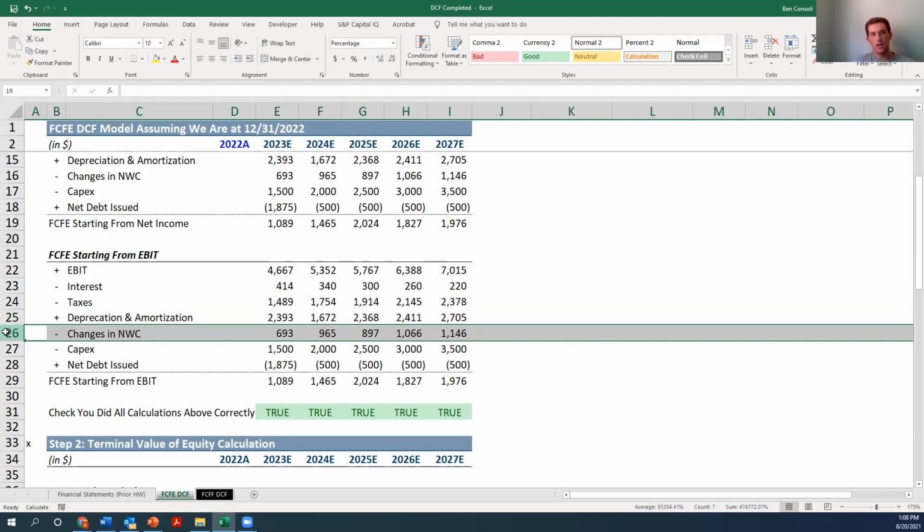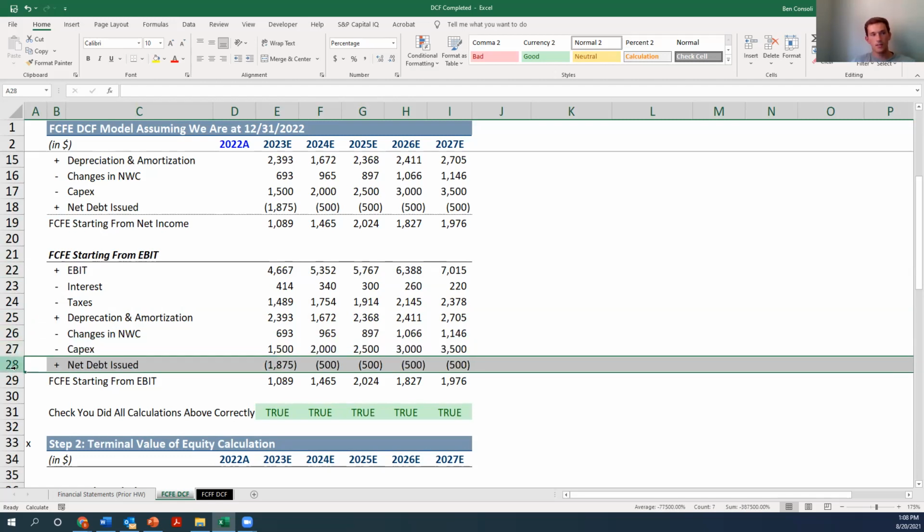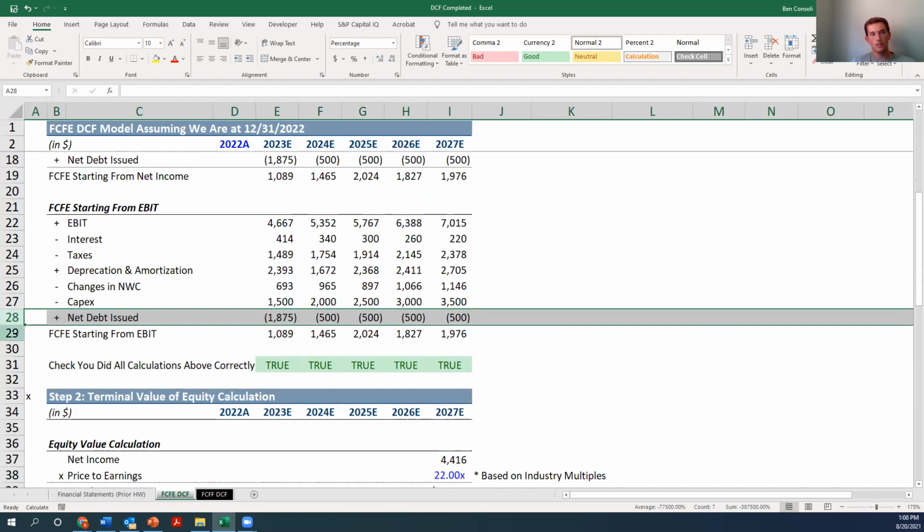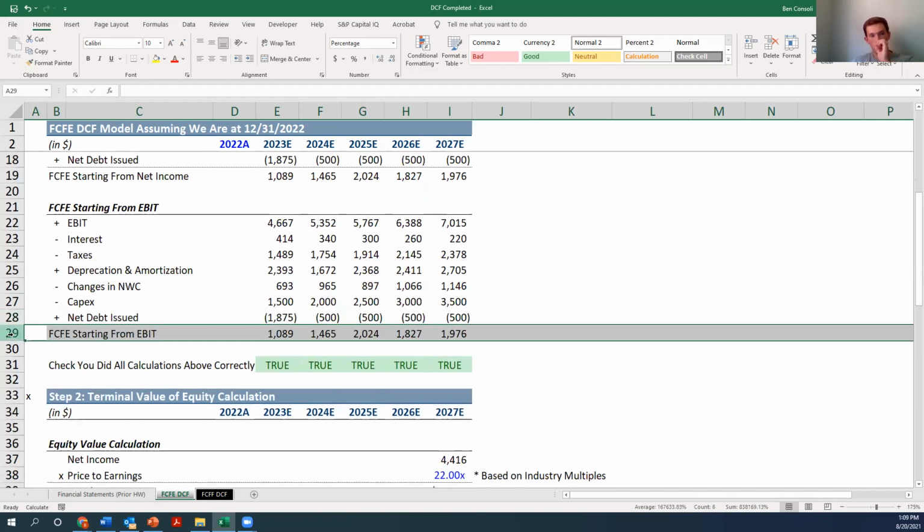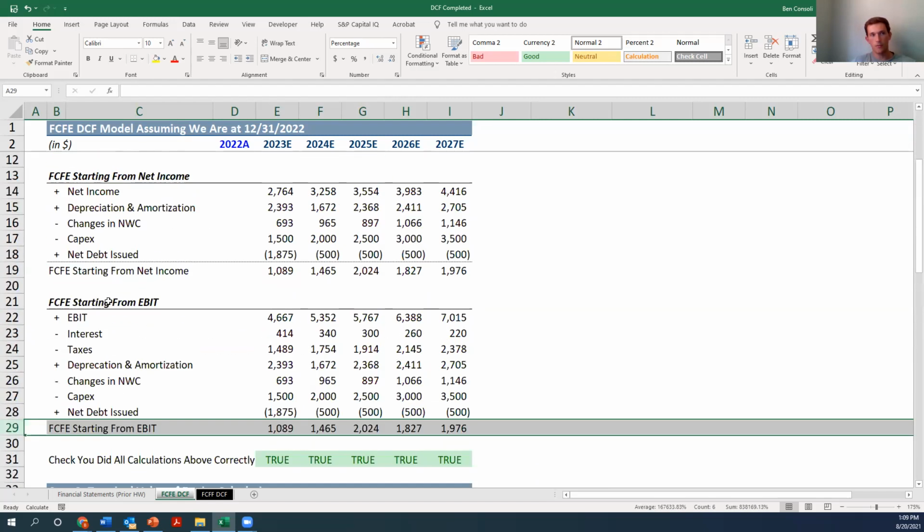And then you subtract out any increases in working capital, subtract out CapEx, and then add back any net debt issued. That's how you get to free cash flow to equity, starting from EBIT, net income, as well as cash flow from operations. Overall, the easiest way to think about it is to get to cash flow from operations, and then from there you're going to use cash on CapEx.